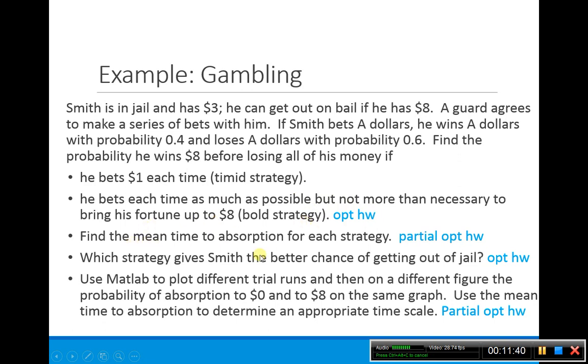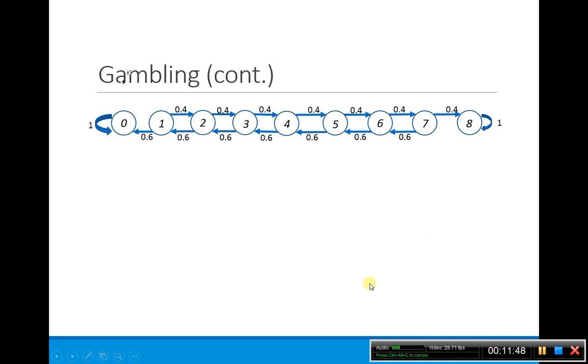So what we want to do is find the mean time to absorption for each strategy, which is a better option for him to get out of jail, and then we want to plot it using MATLAB. Okay, so here he starts with $3. He can either win $1 or lose $1. So he can either win $1 with probability 0.4, lose $1 with probability 0.6. So now if he's at $2, again, he can either bet and win $1 or lose $1.